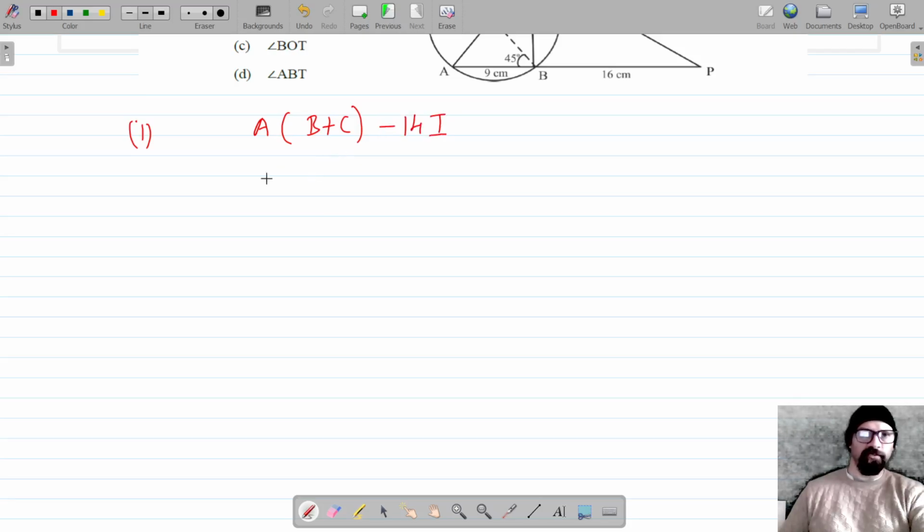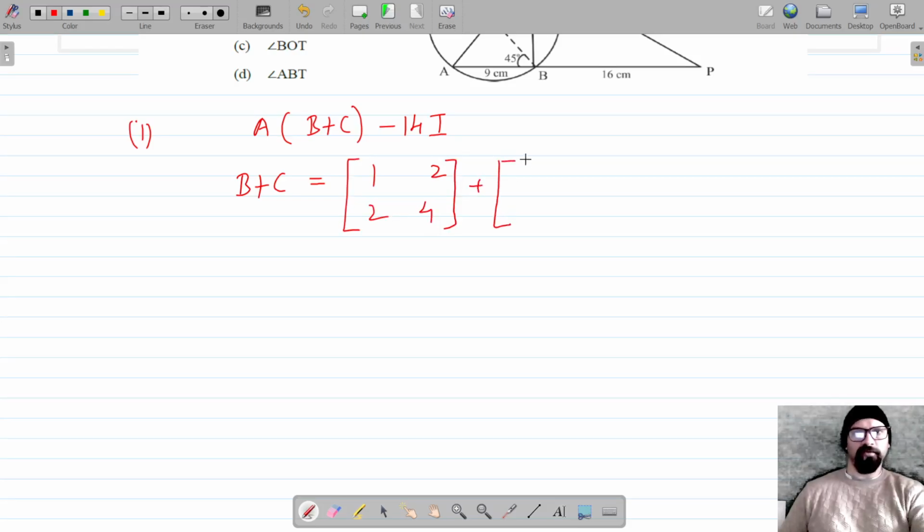So first of all, let's find out B plus C. All these matrices are of order 2. So B is 1, 2, 2, 4. And we have to add it to the C matrix. So the C matrix is 4, 1, 1, 5. So this is 5, 3, 3, and 9.